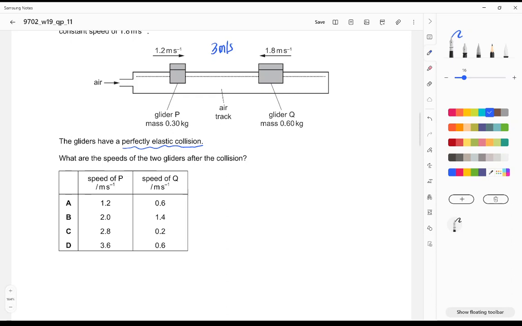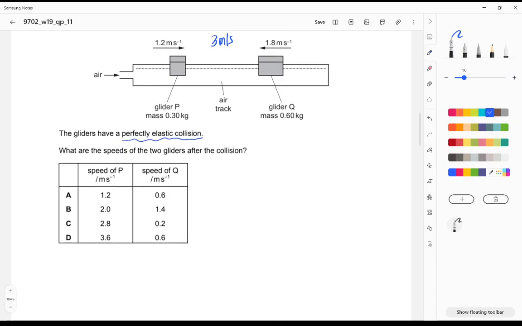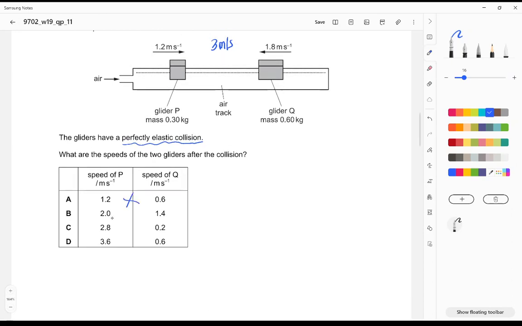So immediately after impact, after the event where they collide, the law of restitution says that the combined speeds would also be 3 meter per second. So if we look at the 1.2 and 0.6, their combination can never form 3 meter per second, so this cannot be true. Similarly, for B, their combination can never form 3 meter per second, but C can form the combination, and D can also form 3, right? So we need to decide between the two which one holds.